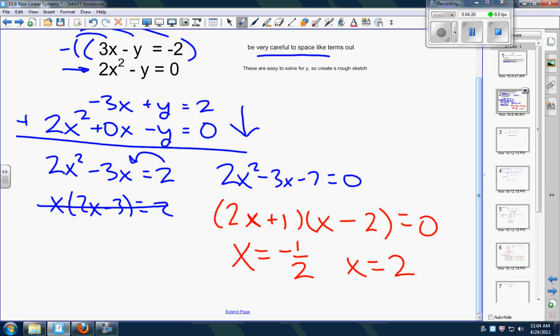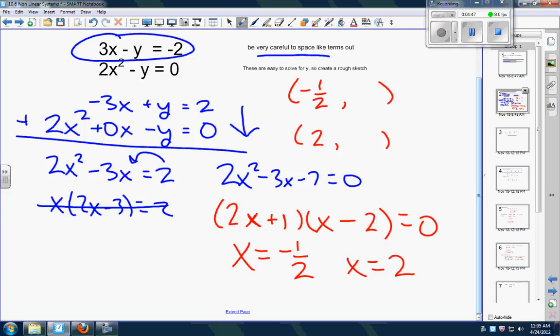So just like when you did linear systems, however you did it, substitution, elimination, you always got one of the variables. You have to go back now and find the other one. But this is different because we're actually going to have two separate points. So when I plug in -1/2, let's see what happens. I'm going to go back to the originals here, and I'm going to use the linear one because it's a whole lot easier. So I'm going to use this here.